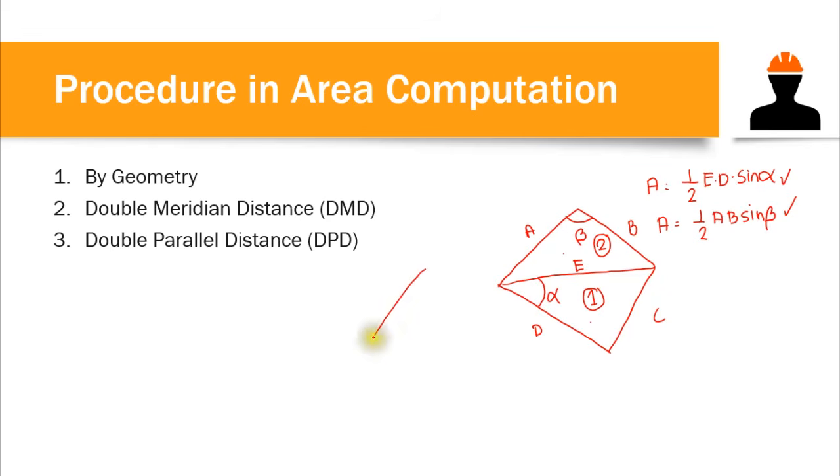However, if we have 5 or more sides, it might be very difficult to compute the area because this could be divided into several triangles and we have missing data here. So in computing for the lot area, we have a useful and easier approach: the double meridian distance and the double parallel distance. This has been used by engineers, by geodetic engineers, in computing area, especially if you have a 5 or more sided lot. So let's try to solve an example using either DMD or DPD.